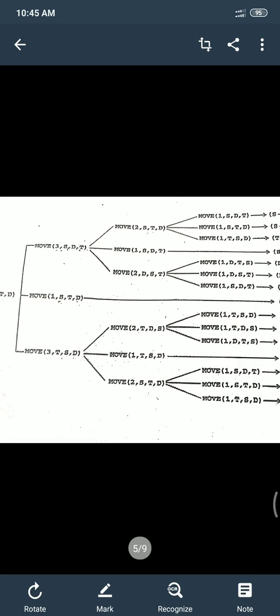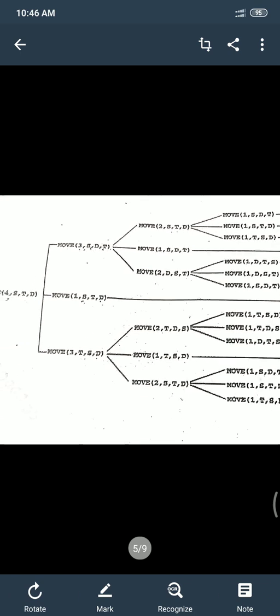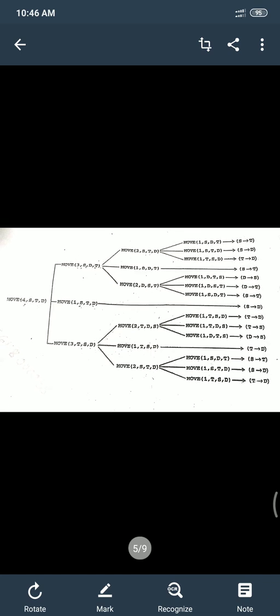You could see how the disks will be moved. Move(4, source, temporary, destination) will be the first function, and so on, it continues till all the disks which are placed on the source are moved to the destination. I hope you have understood the concept of Tower of Hanoi. So now let us look into the program.